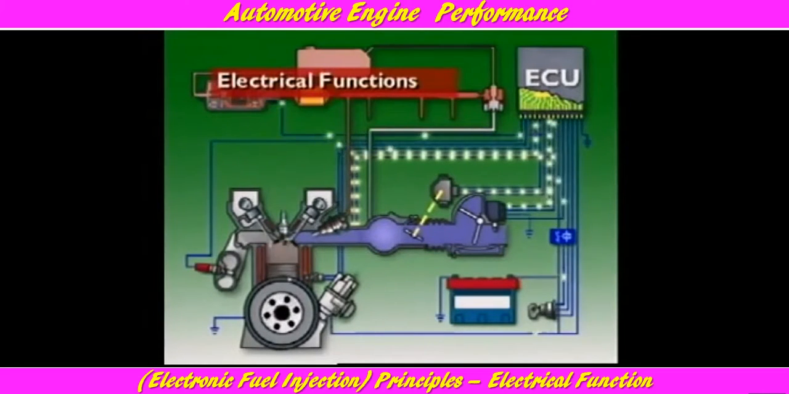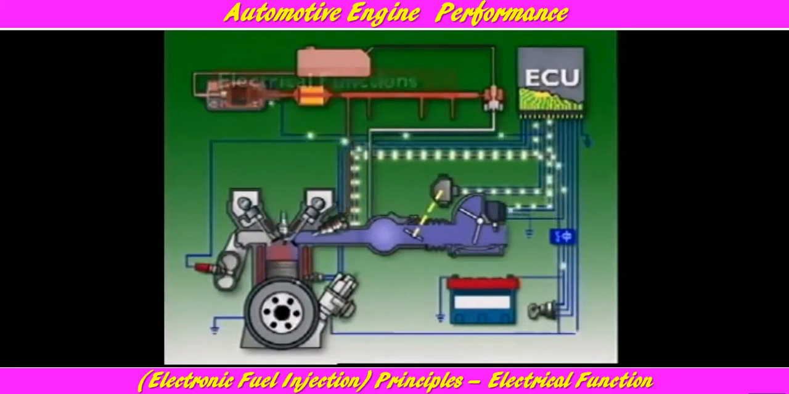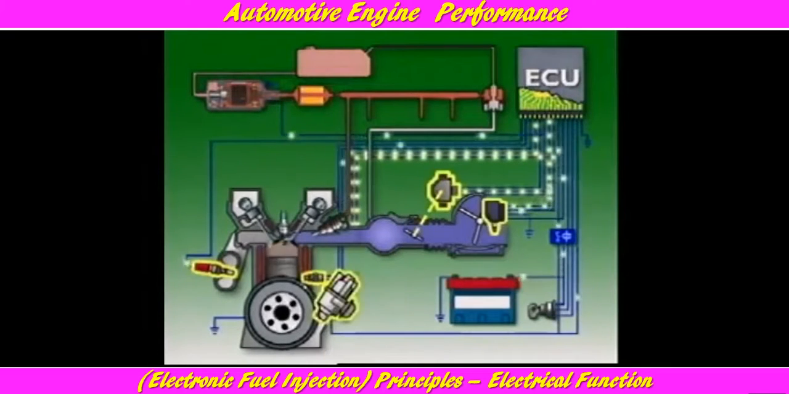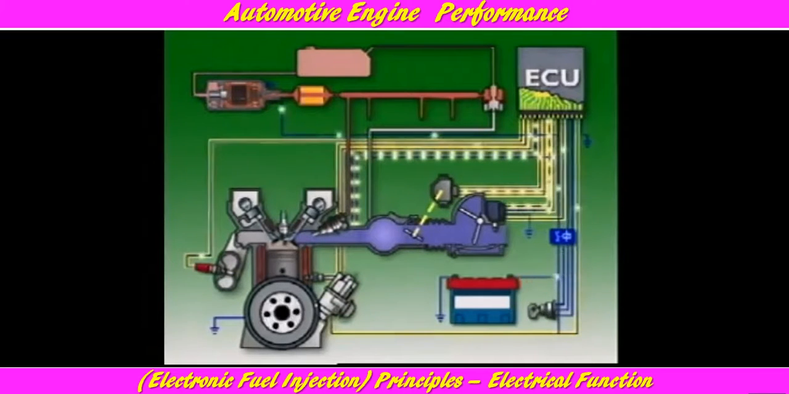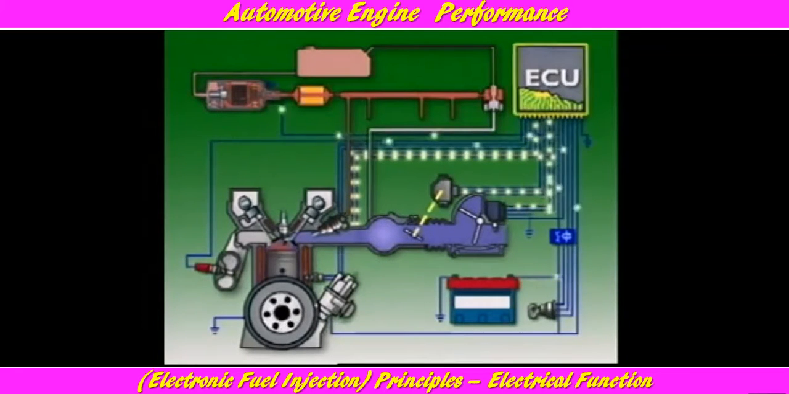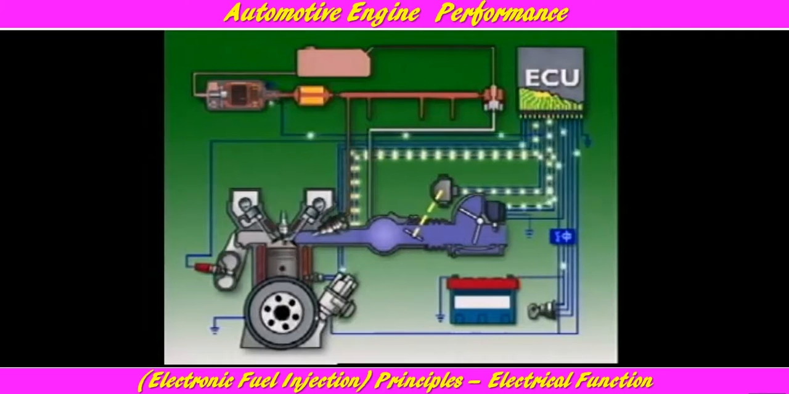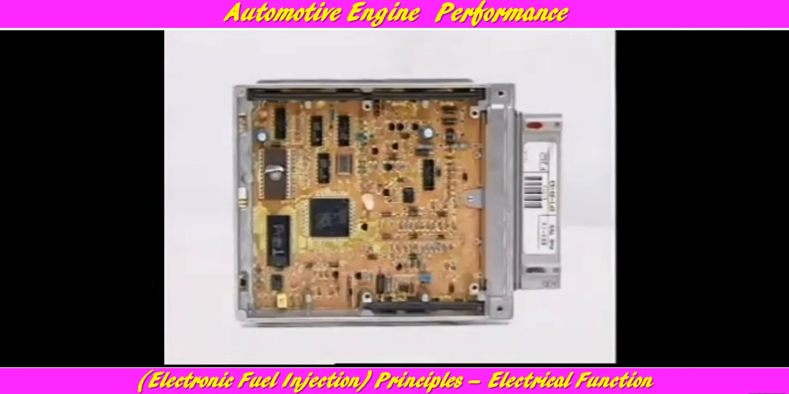This section examines electrical functions in EFI. In the electrical system, detecting elements sense engine operating conditions and relay this information in the form of electrical signals to the Electronic Control Unit, or ECU. The ECU is a small computer, programmed with the operating characteristics of each individual application. This information is stored in its memory.